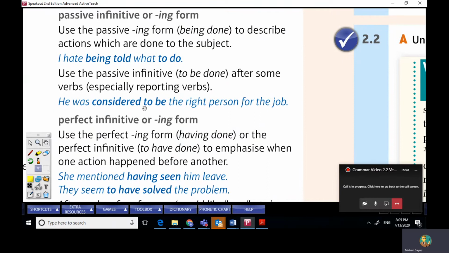He was considered to be, so the verb consider takes infinitive, but he's not actually doing the considering. Somebody else is considering him to be the right person. So they changed it into the passive voice. So passive voice for ing, being done, passive voice for infinitive, to be done.